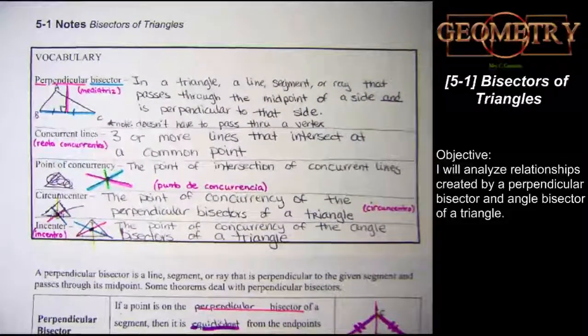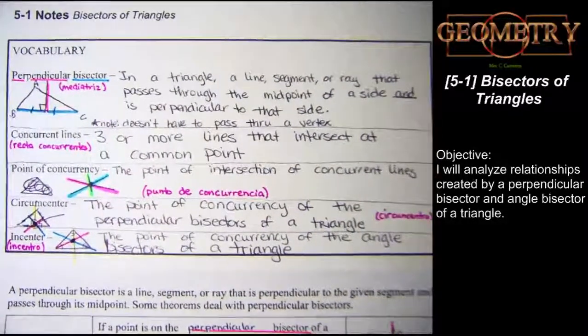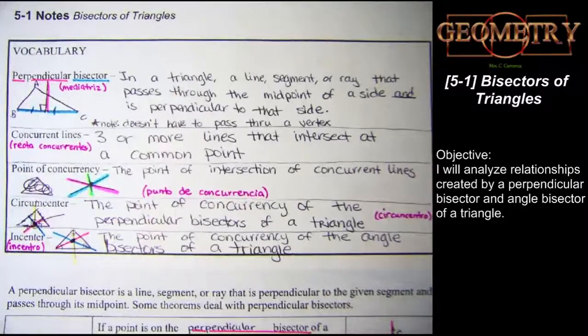All right, so in a triangle, when we have a perpendicular bisector, it's a line segment, a ray. It could be a plane also. I know that's not listed, but it could also be a plane. And it's going to pass through the midpoint of the side and is also perpendicular to that side. Note, it doesn't have to pass through a vertex, just like the example that I drew.